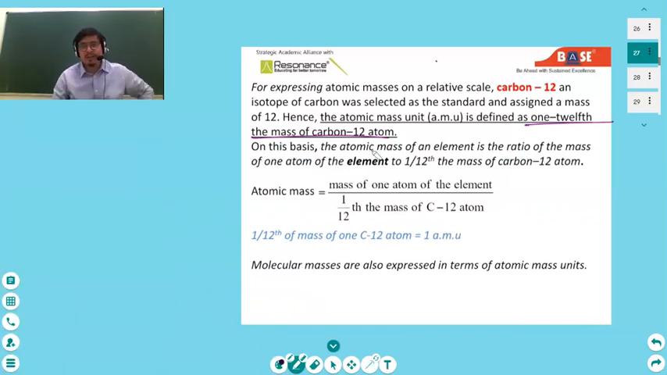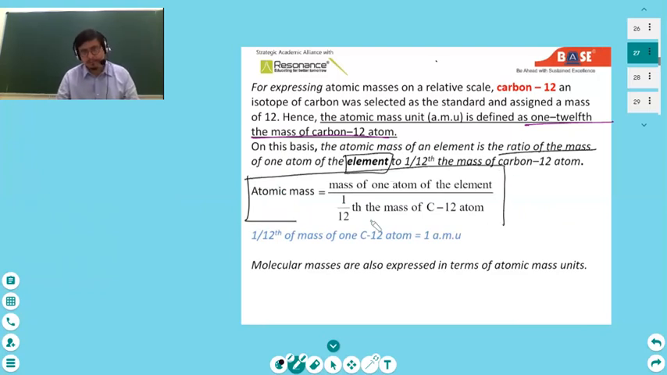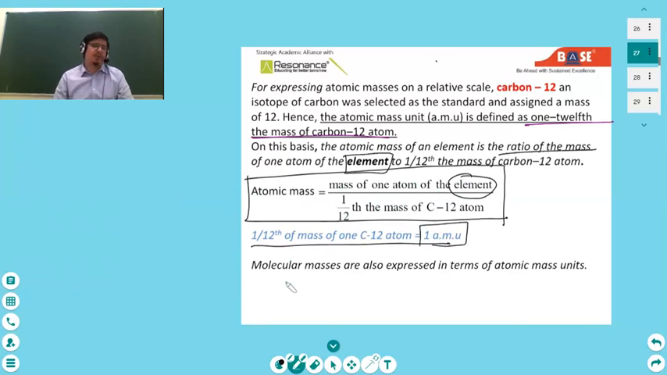Okay, now on this basis, the atomic mass of an element is the ratio of the mass of one atom of the element, for example 1 hydrogen, 1 oxygen, or 1 nitrogen, to 1 by 12th of the mass of a carbon 12 atom. This is the formula you need to know. Atomic mass is the mass of one atom of the element over 1 by 12th of the mass of a carbon 12 atom. I have explained that 1 by 12th is 1 AMU.